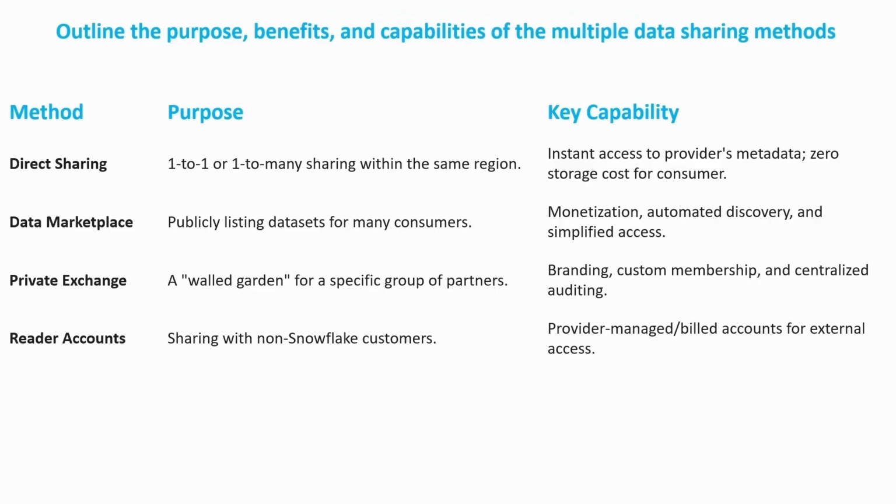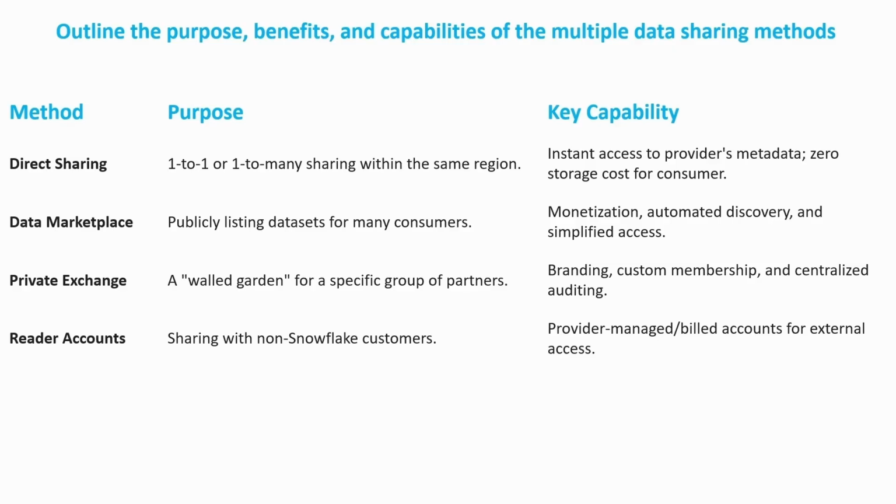Next up is outlining the purpose, benefits, and capabilities of the multiple data sharing models. I have divided it into three things: method, purpose, and key capability. The first method is data sharing. It is one-to-one or one-to-many sharing within the same region. Data sharing is only for the same region. The key capability here is that it provides instant access to the provider's data, with zero storage cost for the consumers.